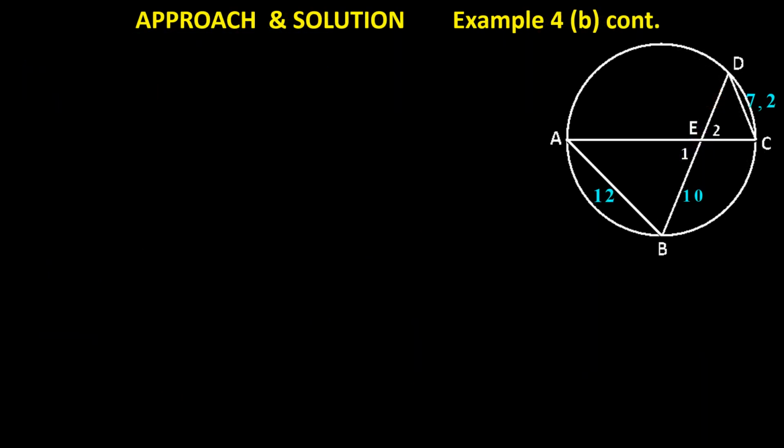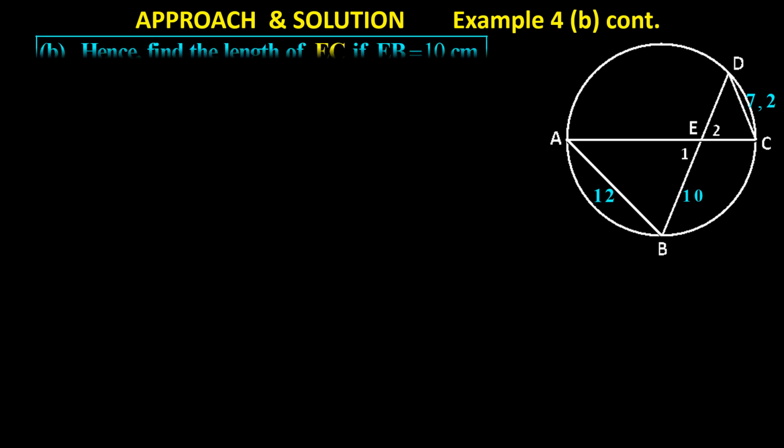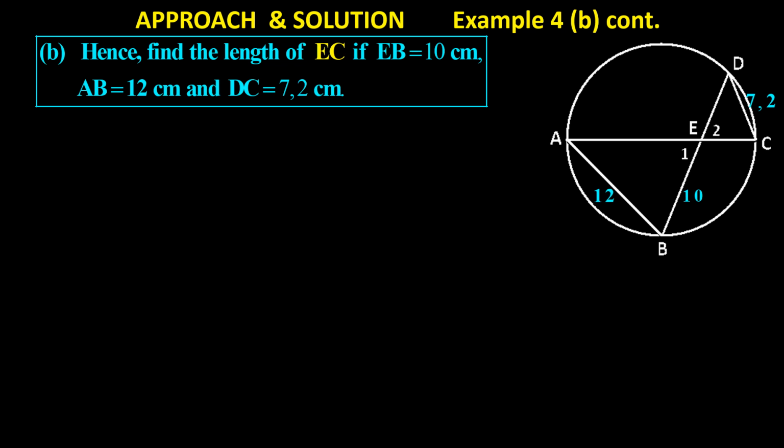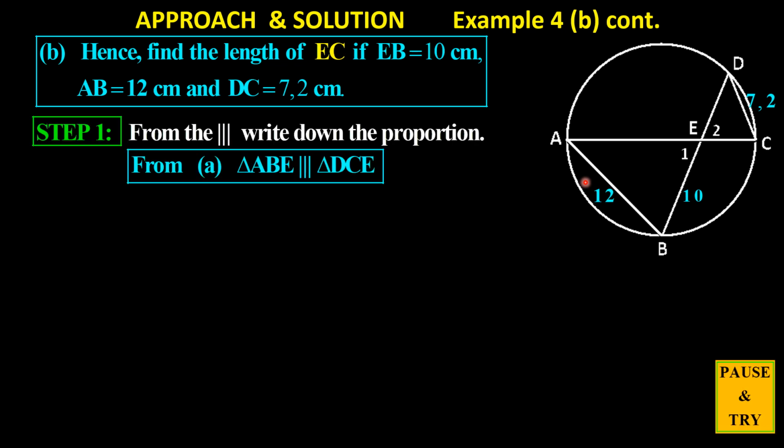Now let's look at the second part of the question where we're going to actually apply our similarity here. So there we have our diagram again, and we just inserted the measurements that were given. EB is 10 and AB is 12 centimeters and DC is 7.2. Okay? Now we want to calculate the length of EC. We just proved the similarity, so from the similar triangles, we can write down the proportion, right?